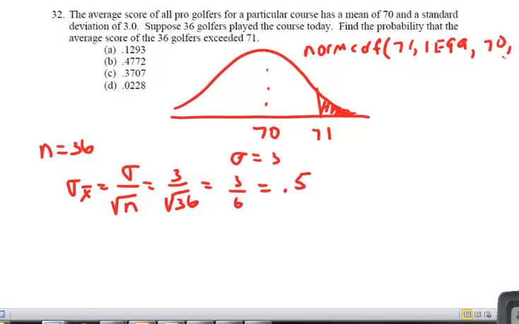And then we put the mean, which is 70. And the standard deviation. Now, it's this new standard deviation, the one from the sample of 36 golfers. We don't want to just get one golfer to exceed 71. We want to know the sample of 36 golfers exceeds 71. So it's going to be 0.5.